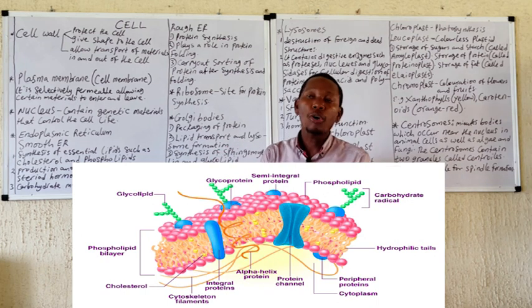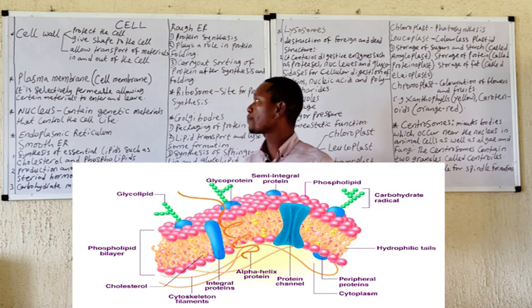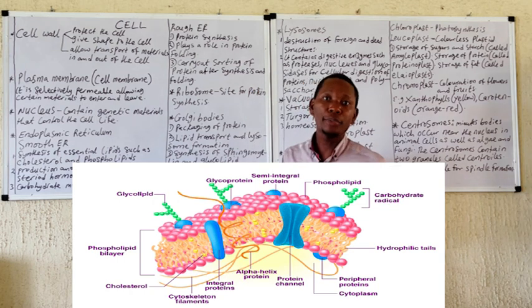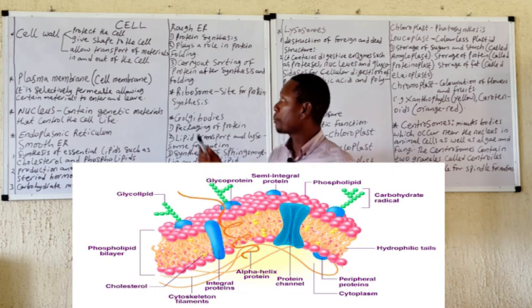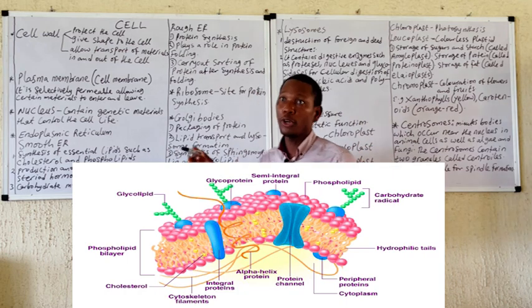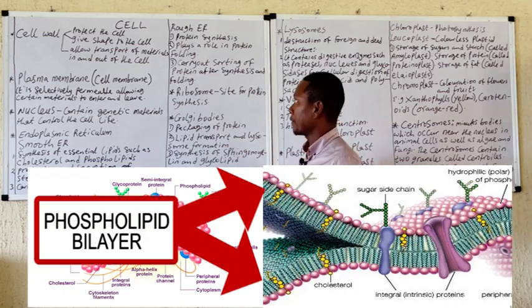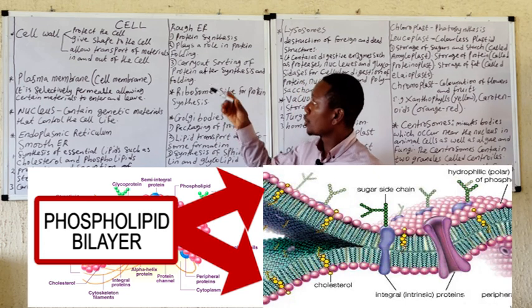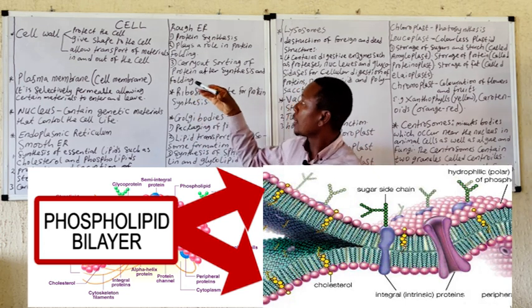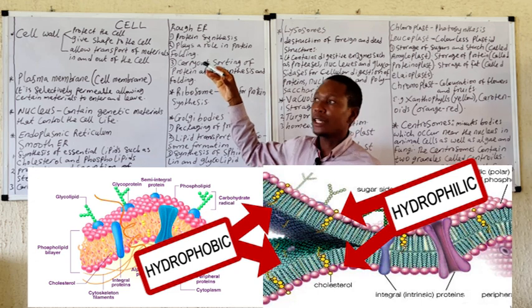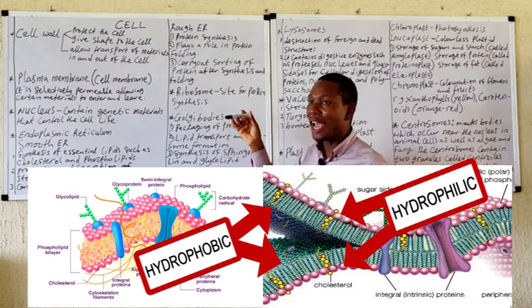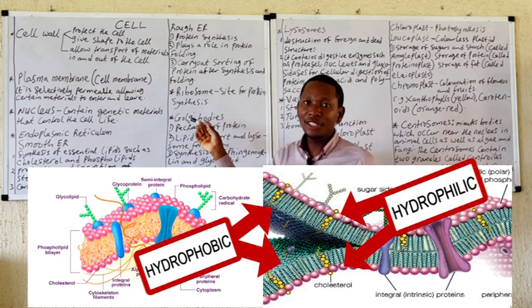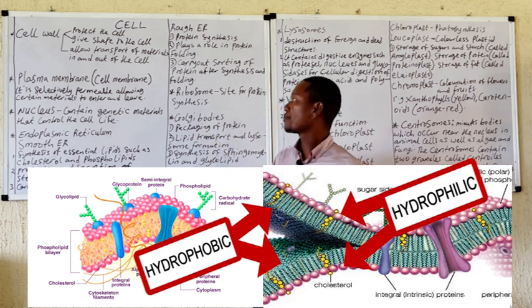It can be found in all cells. The structure of the plasma membrane is actually adapted to its function. As you can see in the diagram, the plasma membrane consists of a phospholipid bilayer. You can see the hydrophilic end, which is water loving, then the hydrophobic area in the middle.